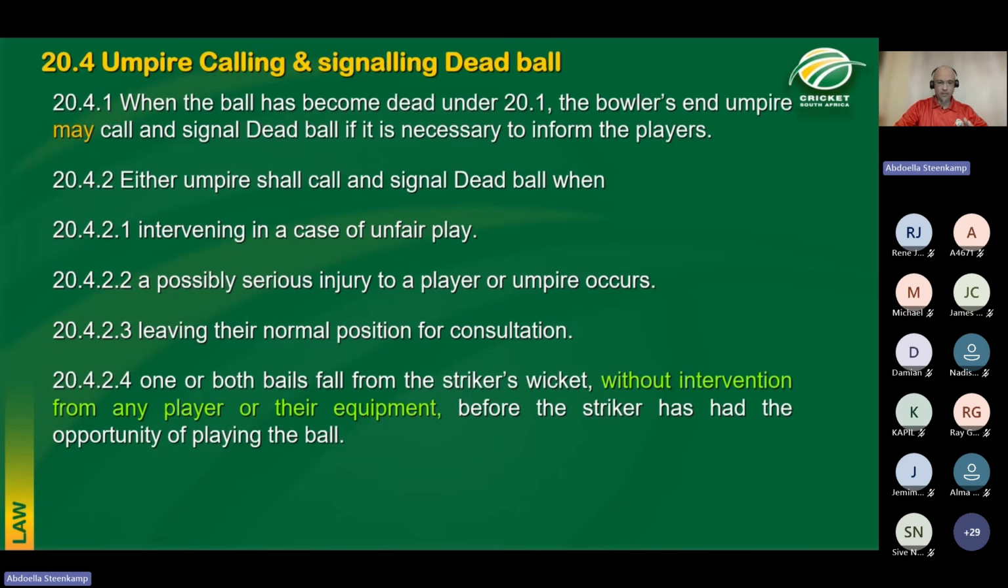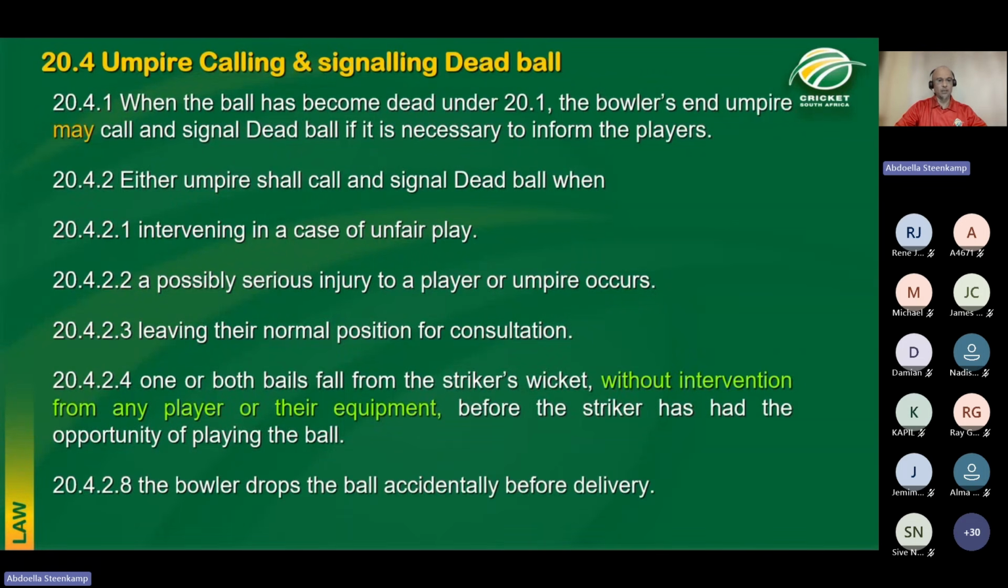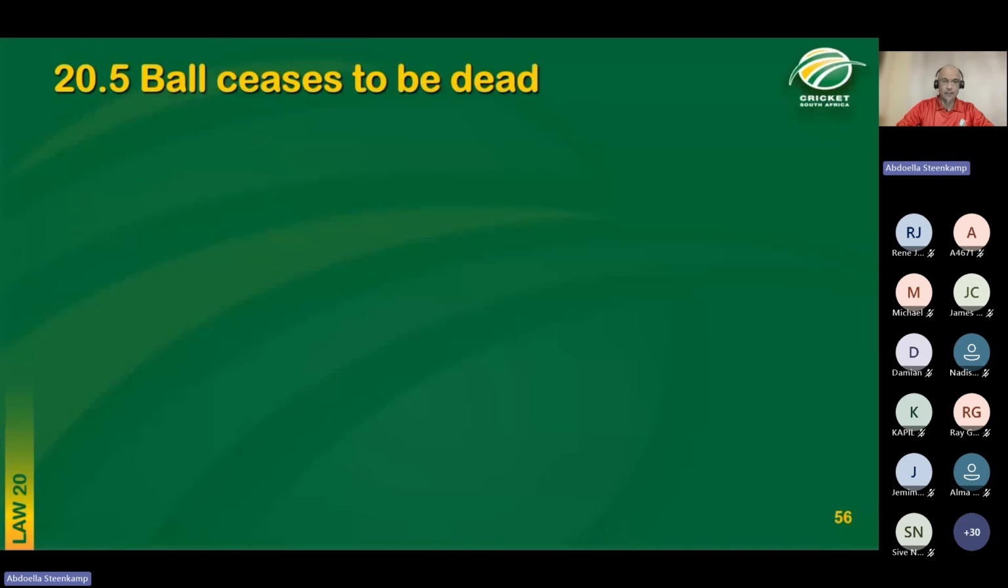If one or both bails fall from the striker's wicket without the intervention of any player or the equipment, before the striker's opportunity of playing at the ball, call and signal dead ball. If the bowler drops the ball accidentally before delivering it, call and signal dead ball. These are a few instances where the umpire needs to call and signal dead ball.